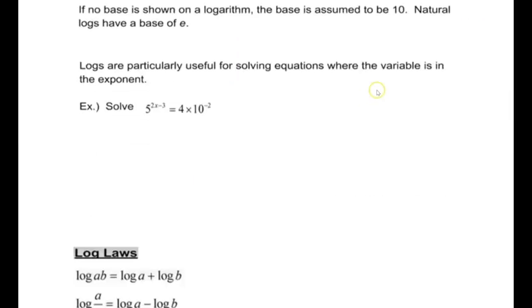Keep in mind, if there's no base, it's base 10. If I give you this, that's base 10. That's called the common log. You take 10 on both sides. X equals 10 to the third.